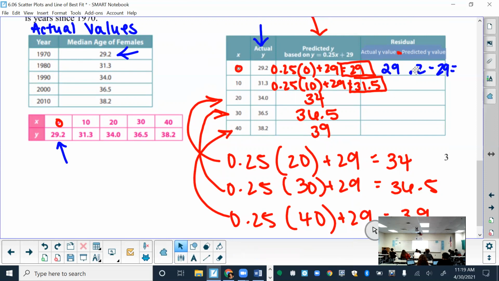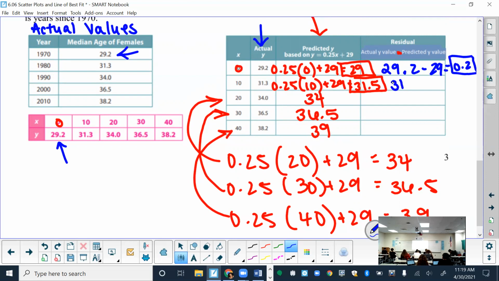0.2. So 0.2 is my first residual value. Would you say that that's pretty close to 0? Yes. So that's a good residual value to have. Next one, what's the actual value when x is 10? 31.3 minus the predicted value, which was 31.5. Good. And the difference between that is -0.2. Sorry, I have to write really big.